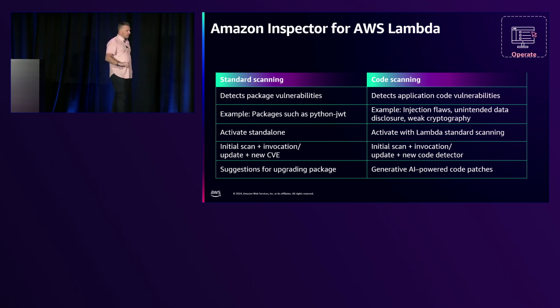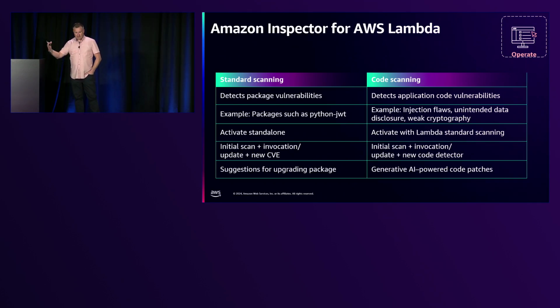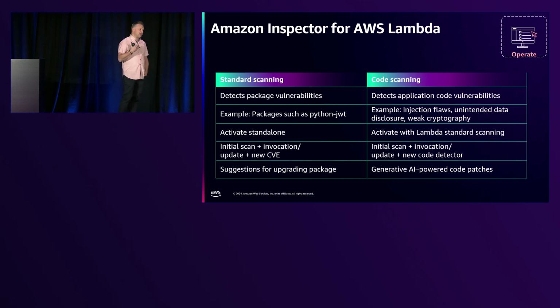We turn these on. You have the standard scanning, which is only detecting package vulnerabilities in your Lambda functions. So it's looking inside the zip file or the OCI image that you're using for running your Lambdas, and it's only detecting issues at the package level, what your dependencies are for your software.